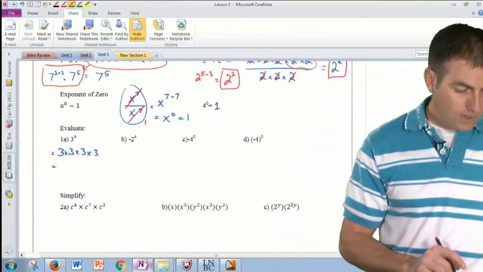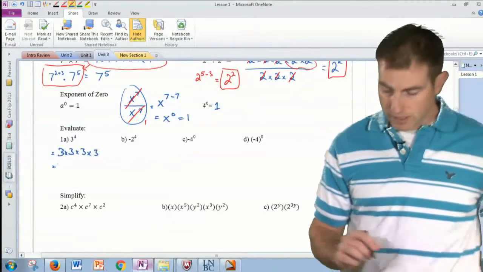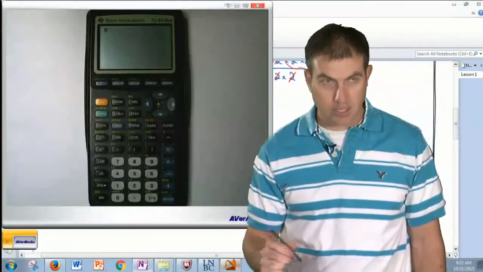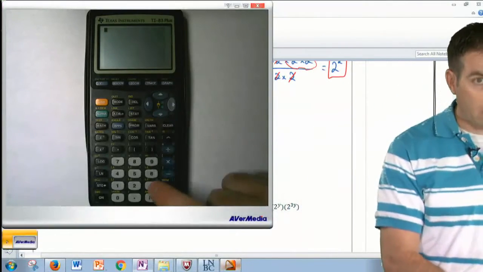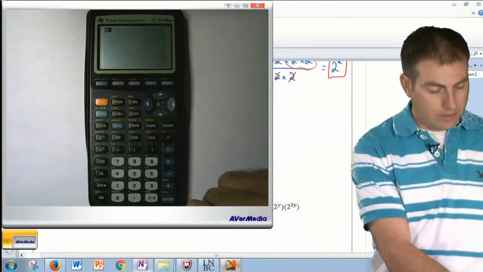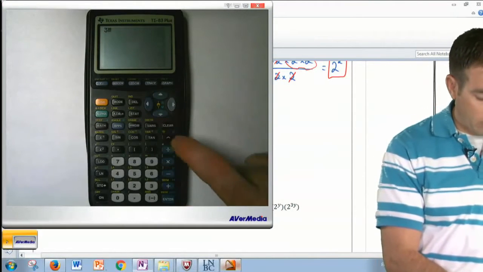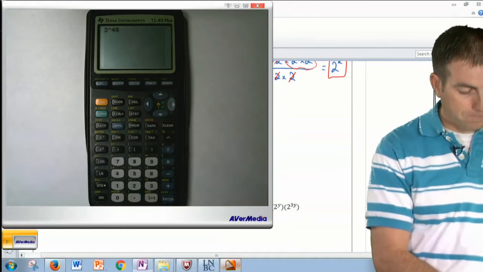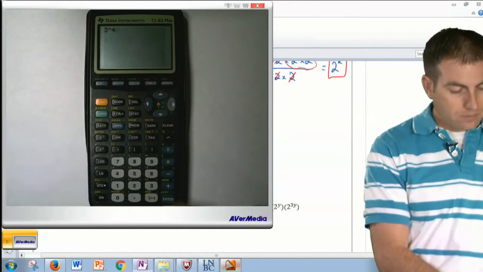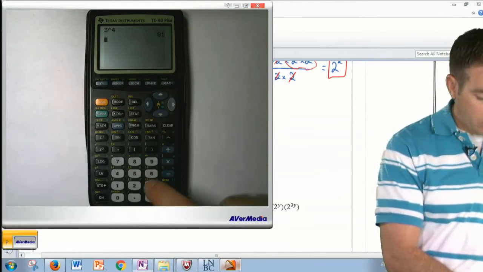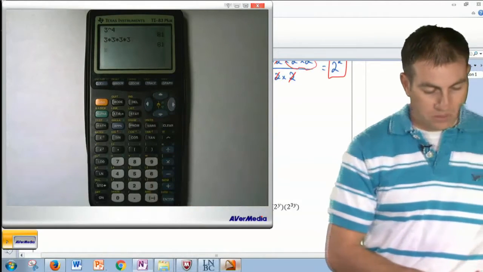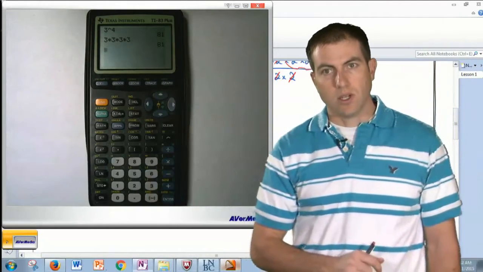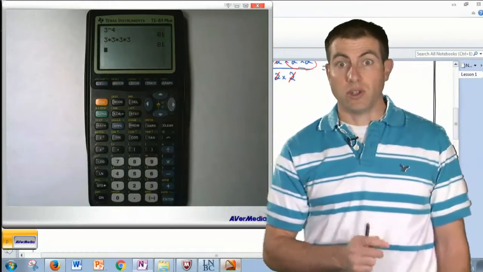Now maybe my big TI-83 here isn't the best example because you guys can't use this one, but on my TI-83, I hit the 3 button here, and then I hit the little hat or the caret, and then I hit 4. And that gives me 81, which is the same as 3 times 3 times 3 times 3. So those both equal 81. So you need to figure out the button on your calculator which works.